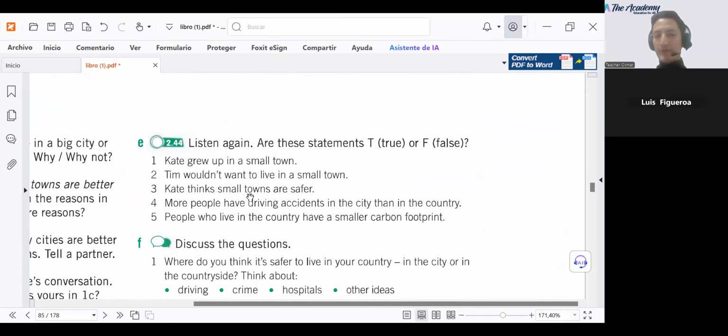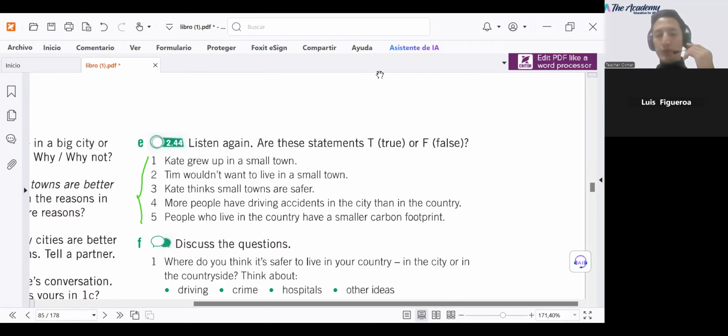So can you see it over here, Luis? Can you read the sentences on section E? Read, please. Kate grew up in a small town. ¿Sigo? Continue. Yes, the 5. Tim would want to live in the small town. Kate thinks small towns are safer. More people have drinking accidents in the cities than in the country. People who live in the country have a smaller carbon footprint.